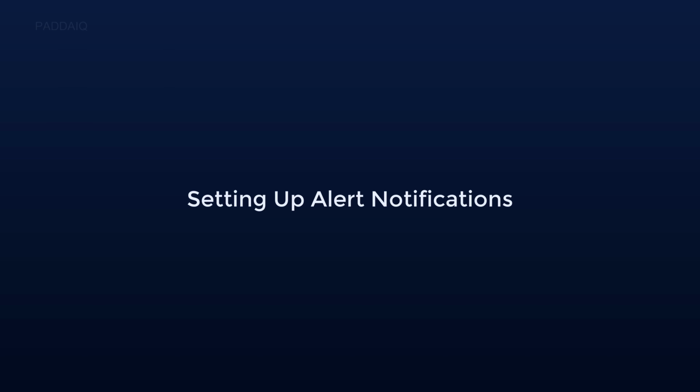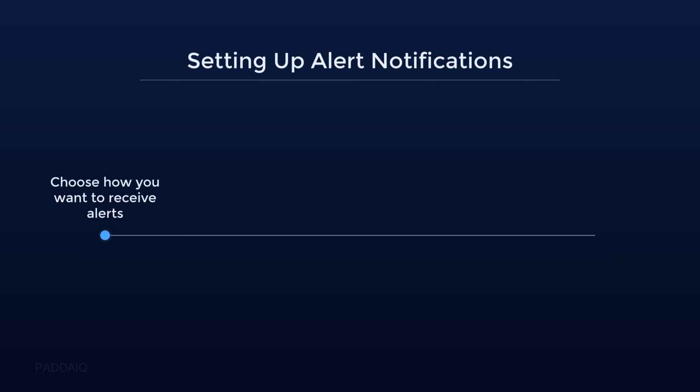Setting up alert notifications in SAP BTP. Choose how you want to receive alerts. This means selecting your preferred notification method, like email or mobile push. For example, a warehouse manager could set alerts to arrive via SMS when inventory runs low. This ensures you never miss critical updates about your SAP systems.